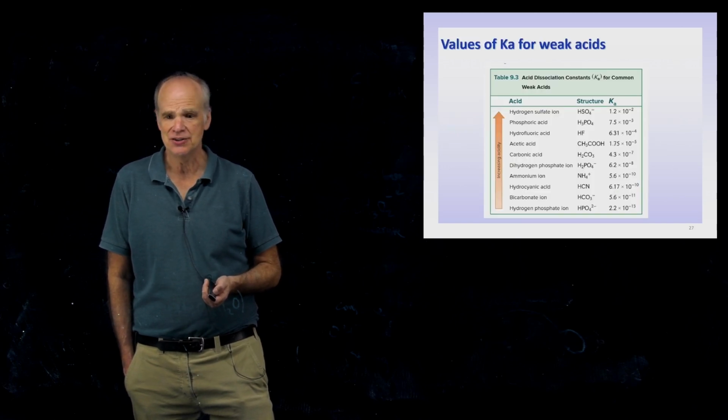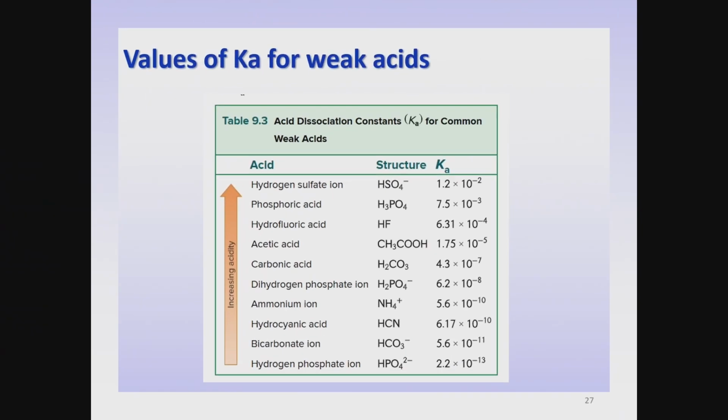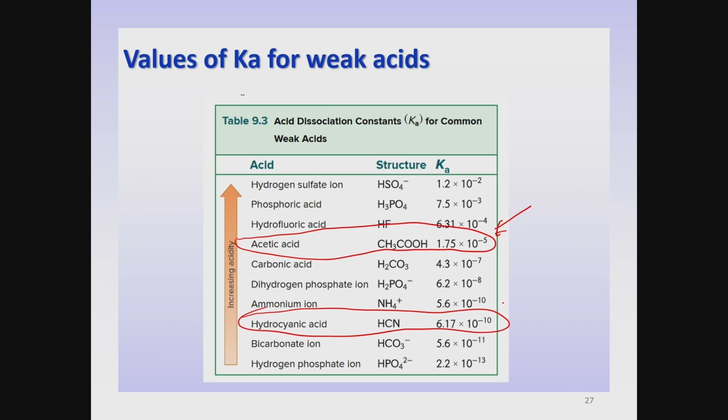And so can I increase the slide just for a second? So what I want to do is show you how to write expressions for Ka. I'm going to be focusing on acetic acid, and you can see it has a Ka value here of about 1.8 times 10 to the negative 5. And I want to compare that to hydrocyanic acid, which has a Ka value of about 6.1 times 10 to the negative 10. So if I can decrease the slide.